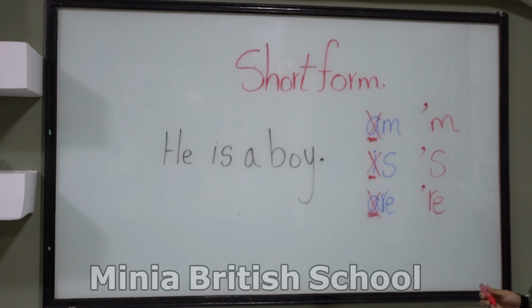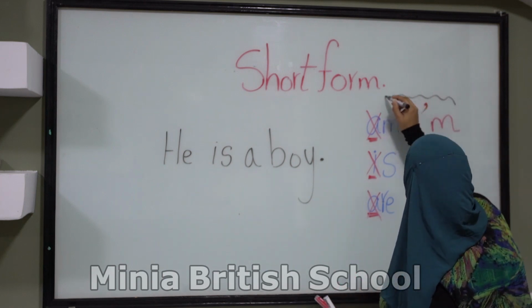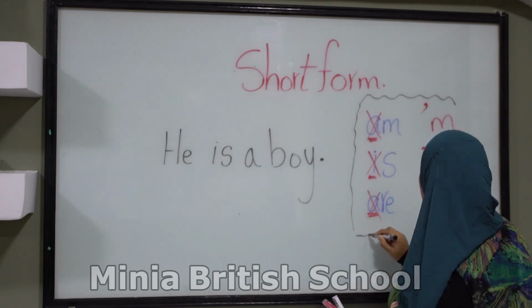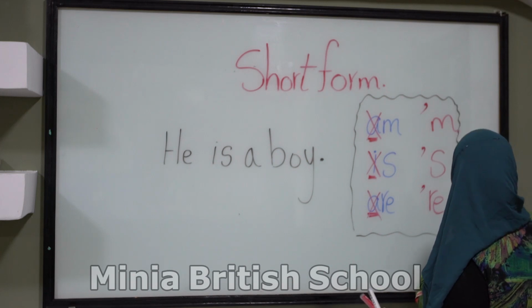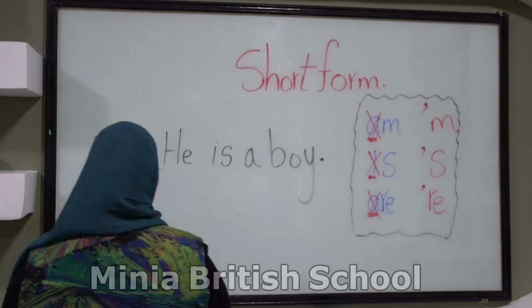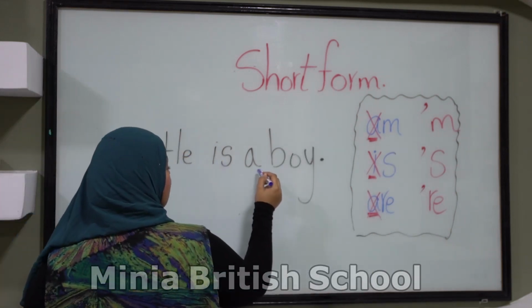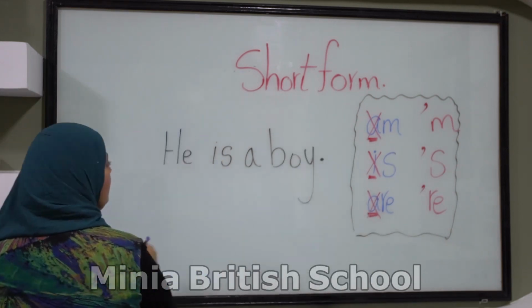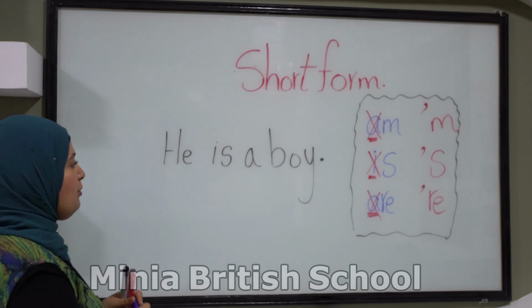Okay, so this is the short form. So keep it, because we will need it. Don't forget it. Let's go to our sentence. I have here, he is a boy. And I need to make a short form.